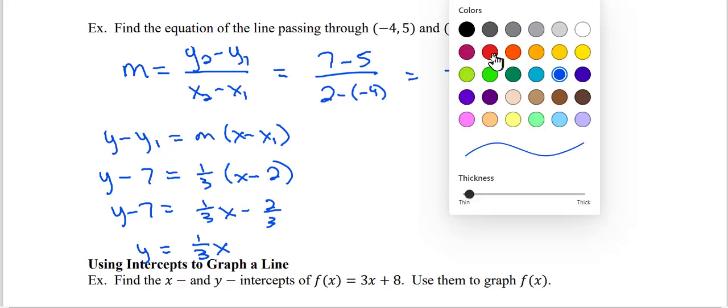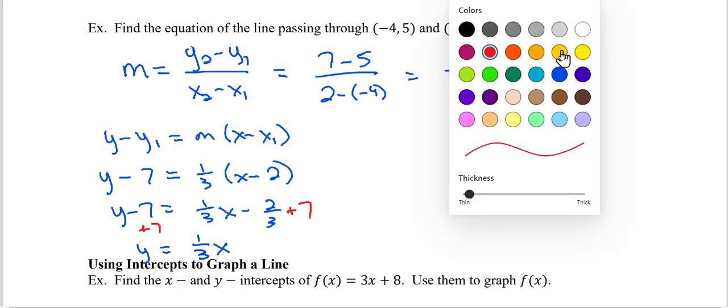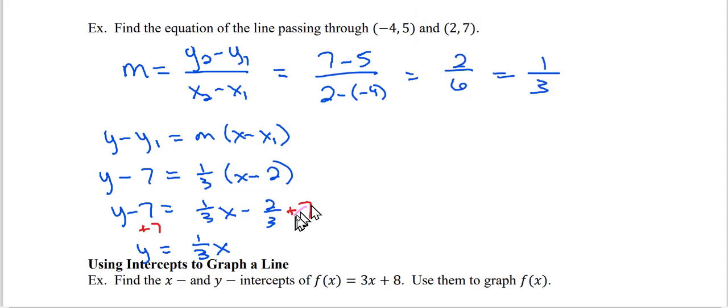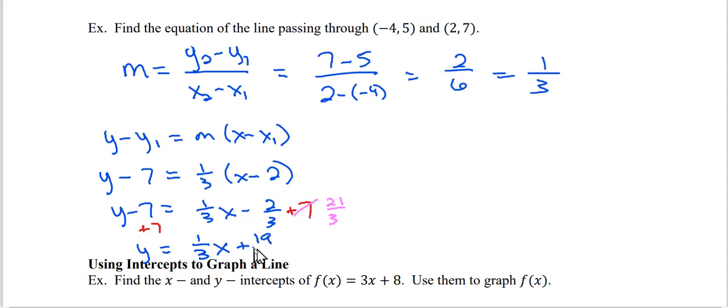I'm going to do a little calculation here. When you're adding 7 to both sides, it's probably best to think of it as 21 over 3 so that we can add those. Negative 2/3 plus 21/3 would be positive 19/3. This is an example of one where you probably would not easily see the y-intercept from the graph. That's what, 6 1/3.